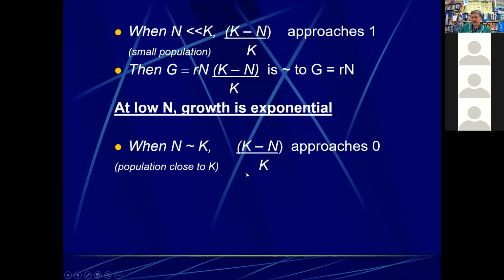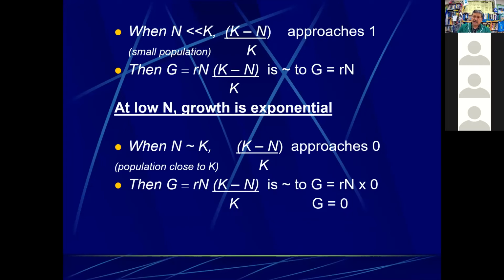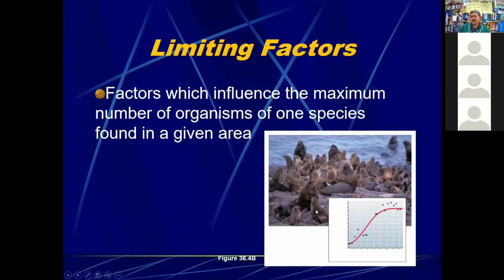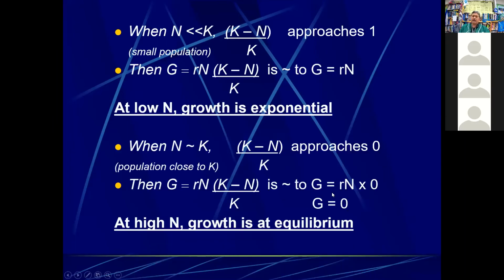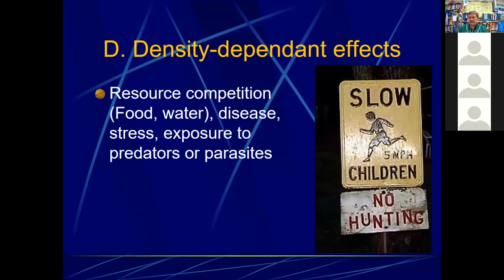So when you multiply anything times 0, if this is now 0, then R times N times 0 is going to be 0. So the slope of that line that we saw in the previous picture right there has the slope of 0. This is G equals R times N. This is, if K minus N over K is 0, this whole thing is 0. So at high N, growth is at equilibrium.